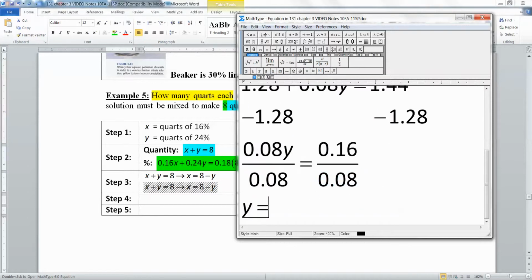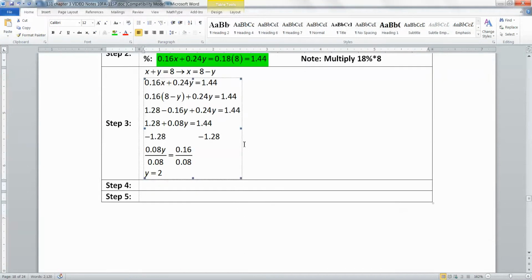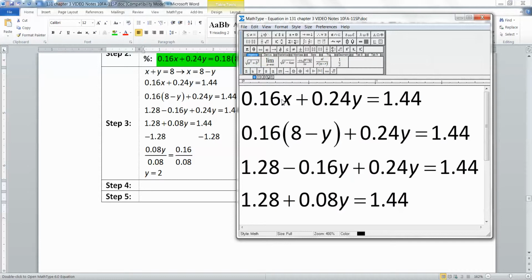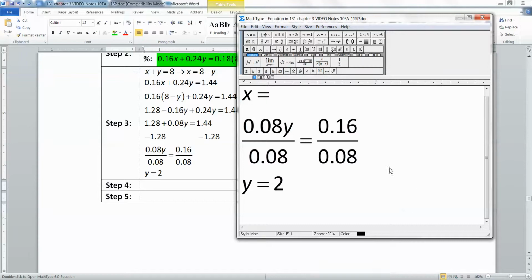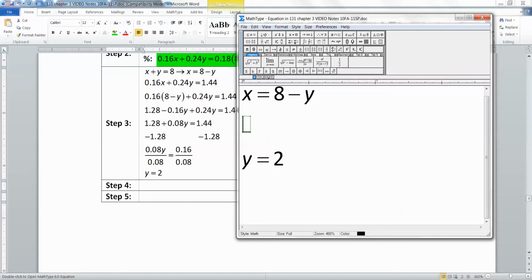Now, I know this one worked out to whole numbers, but that will not always be the case, so be careful, right? All right, so y is equal to 2. We still have to solve for x, but x is going to be super easy because we know that x is equal to 8 minus y. So now that I know it's 2, that's equal to 8 minus 2, which is equal to 6.